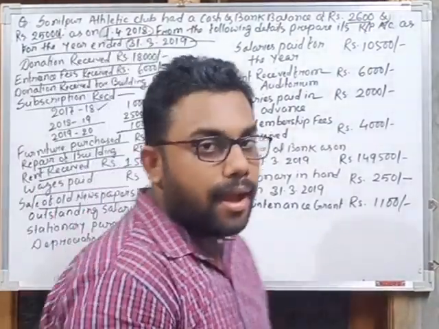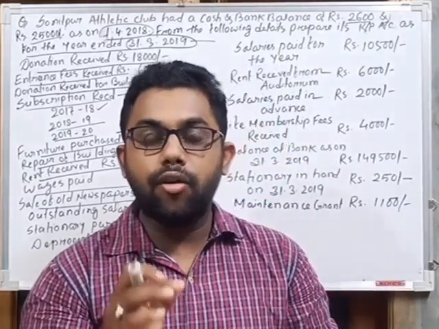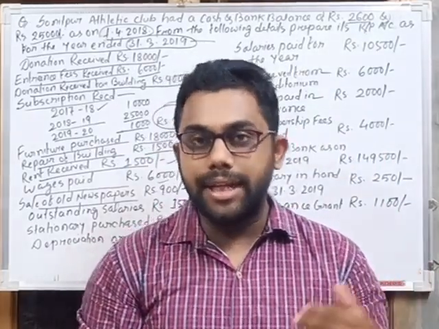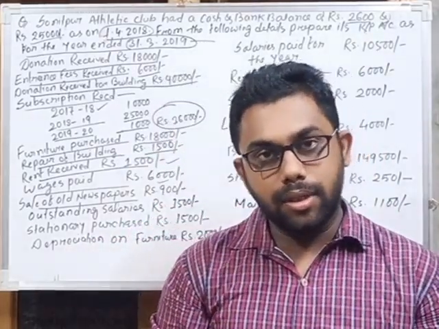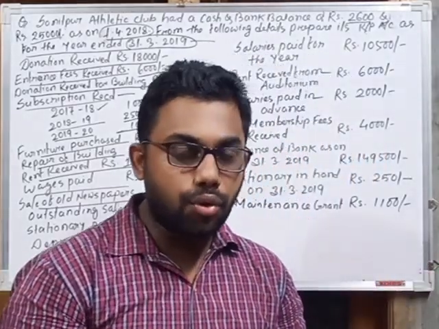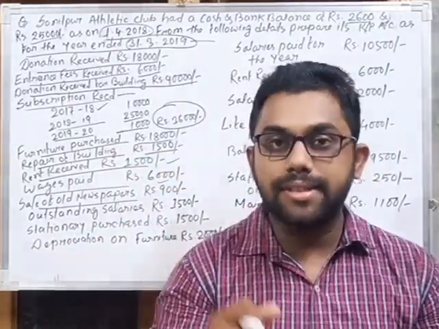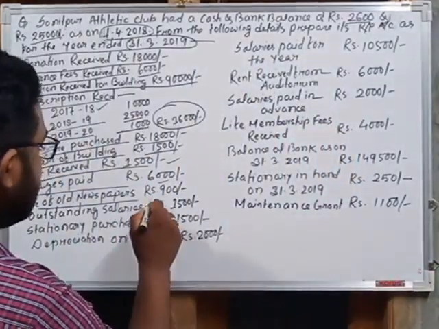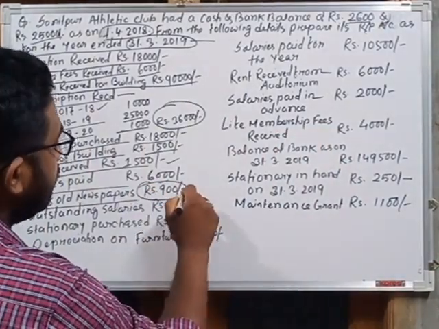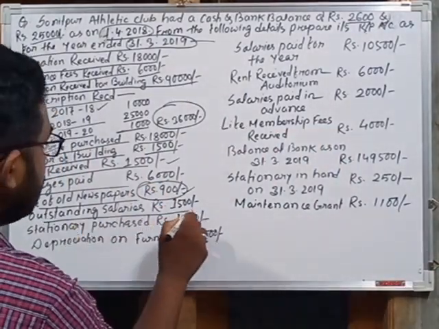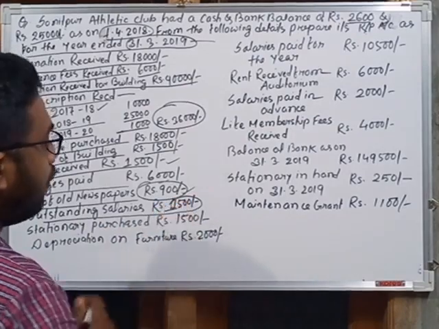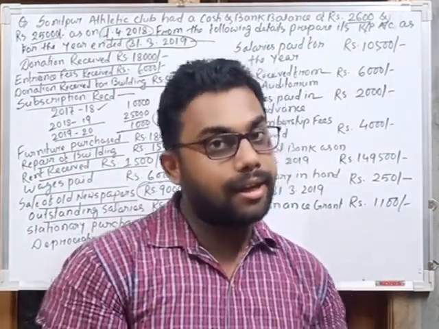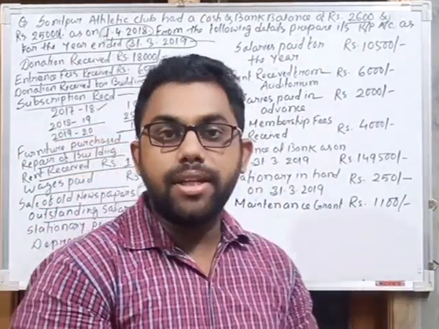Sale of old newspaper. As I have already told you, a non-trading organization may subscribe to magazines and newspapers. After reading the day's newspaper it is of no use, so they can sell it to outsiders, and the amount received from that sale is a receipt for the non-trading organization. So it will come on the receipt side, and the amount is very nominal, rupees 900. Outstanding salaries 1500. Outstanding salaries means the salaries are yet to be paid by the club, so it is not a capital payment.